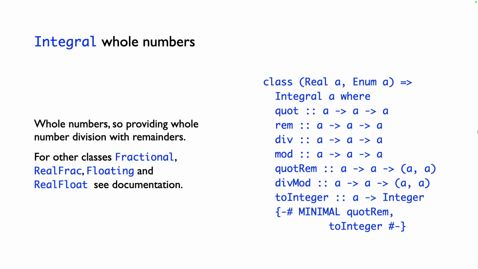Now there are other classes, fractional, real frac, floating, and real float, which I'm not going to talk about, but you can see the documentation for those, or you can get information about them by typing :info and the name of the class. But that covers all the numbers that I would like to talk about in this introduction. So we have integral, that gives us all the division functions. We have num, which gives us the other arithmetical functions.